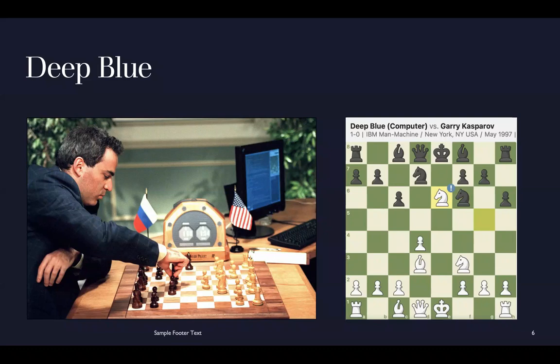So, on the bottom right of your screen, you can see that in this position, with Deep Blue as white and Garry Kasparov as black, Deep Blue played knight takes e6, a very good move that weakened black's kingside and allowed Deep Blue to go on to win the game, exploiting this weakness. This is just an example of the immense computing power of Deep Blue.